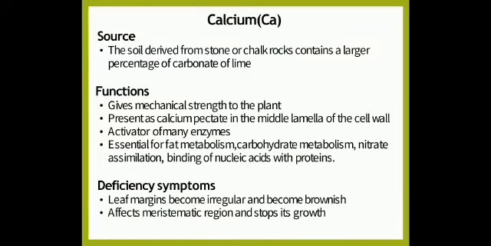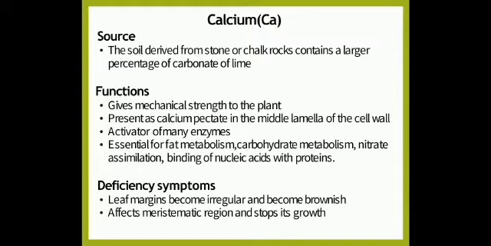The source of calcium is stone or chalk rocks, which contain a larger percentage of carbonate of lime. It gives mechanical support or strength to the plant, and it is present as calcium pectate in the middle lamella of the cell wall. It is an activator of a number of enzymes. It is essential for fat metabolism, carbohydrate metabolism, nitrate assimilation, and binding of nucleic acids with proteins.